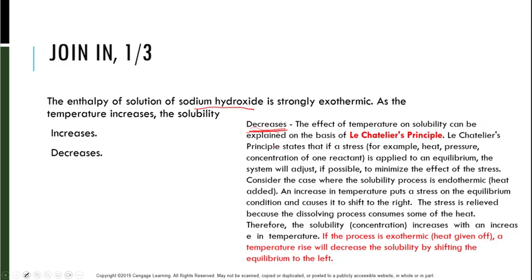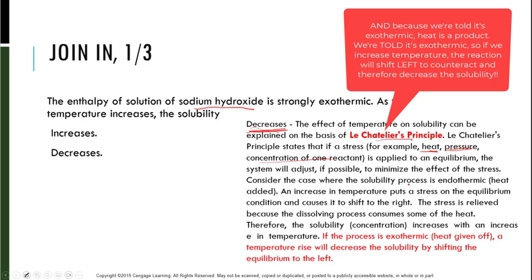The effect of temperature on solubility can be explained using Le Chatelier's principle. Le Chatelier states that if a stress, like heat, pressure, or concentration of a reactant, is applied to an equilibrium, the system will adjust, if possible, to minimize the effect of the stress. Consider the case where the solubility process is endothermic, where heat is added. So it's part of the reactant, so it's absorbing. An increase in temperature puts a stress on the equilibrium and causes it to shift to the right. The stress is relieved because the dissolving process consumes some of that heat. So the solubility, or the concentration, increases with an increase in temperature.